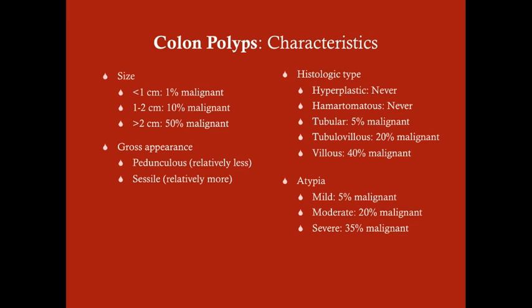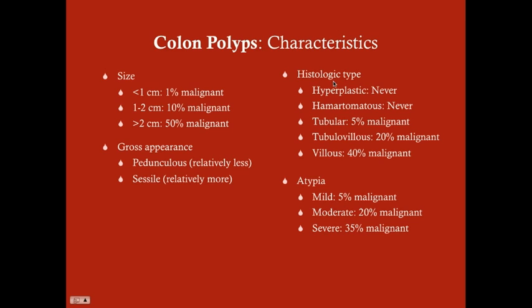In between 1 and 2 centimeters, it's about 10%. So a pretty big jump from 1%. And then if it's more than 2 centimeters, and the bigger it gets, it's 50% or even more chance of being malignant. So this is a pretty good indicator. The gross appearance also kind of helps. Pedunculated appearance means on a stalk. If it's on a stalk, it's less likely to be malignant than if it's sessile. A sessile polyp kind of looks like a bush, and doesn't really have a stalk that you can grab onto.